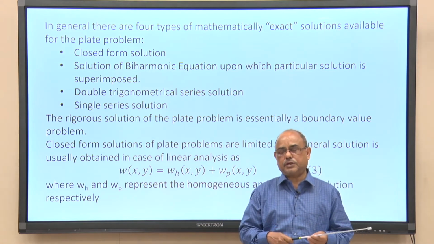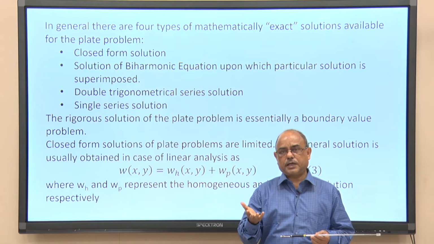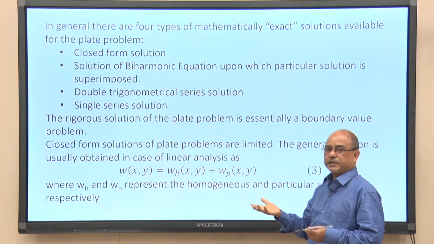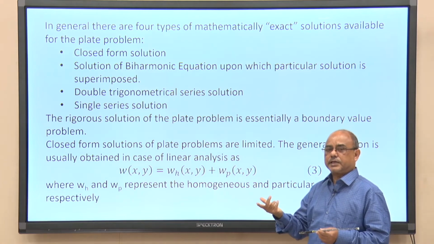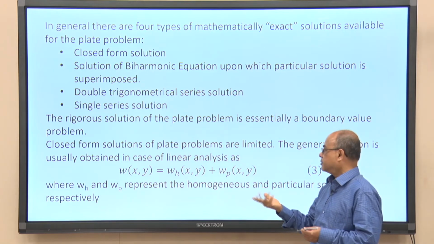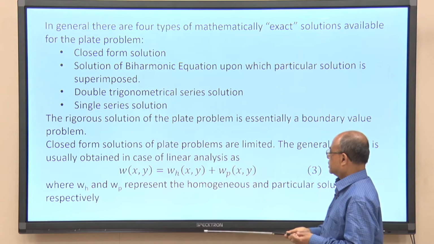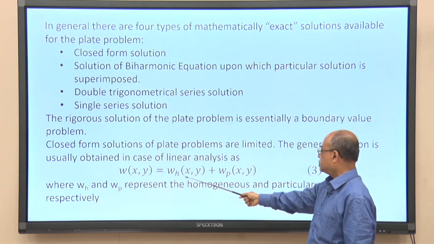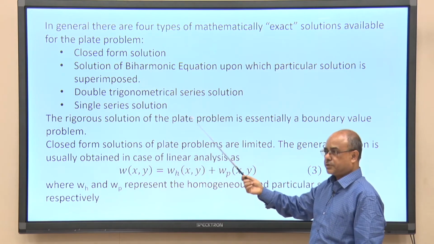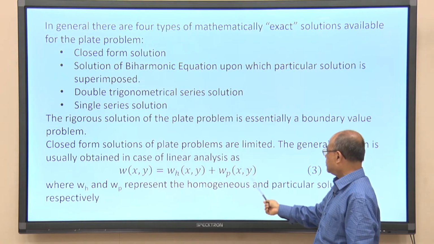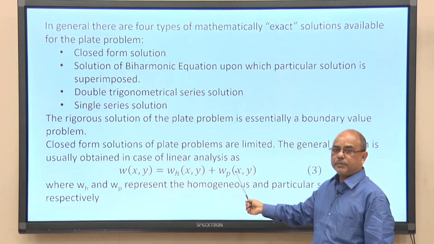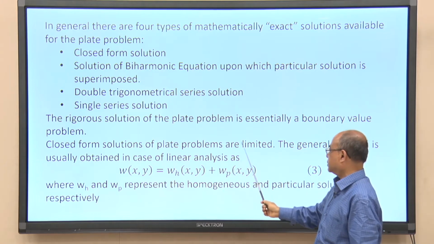In many cases you will not get one, then you have to adopt numerical techniques, either finite difference or finite element techniques or any other numerical techniques, solving the differential equation, integrating the equations. You can use any numerical methods. So, here W_H is the homogeneous solution of the plate equation, that means a biharmonic equation, and W_P is the solution for the forcing function that I call the particular integral or particular solution. Okay.